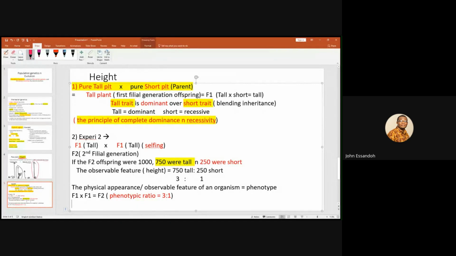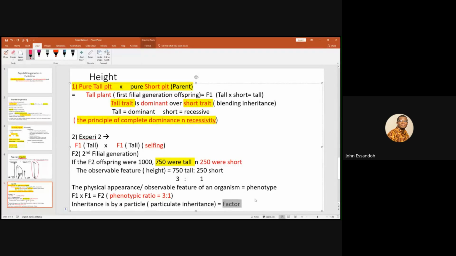So he said that inheritance is by a particle. So Mendel gave birth to something we call particulate inheritance. And this particle, Mendel called it a factor.